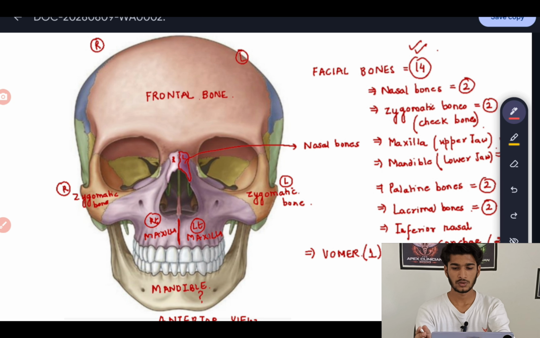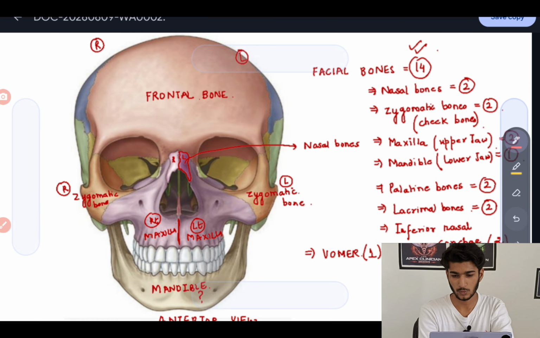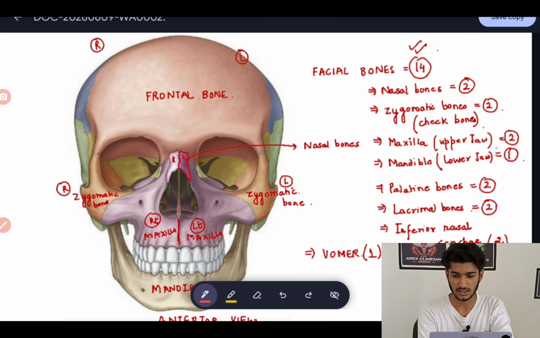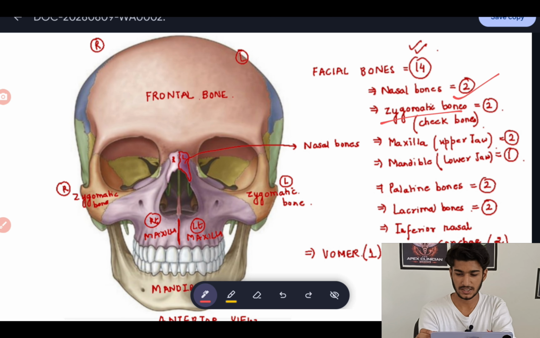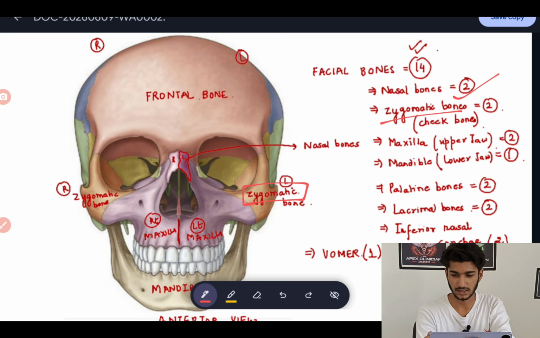This is the nasal bone. These nasal bones are in pair, so there are 2 nasal bones. Then this is the zygomatic bone, which you can appreciate here. This is a zygomatic bone. These are also called cheek bones, and they are present in pair, so you can write it as 2.